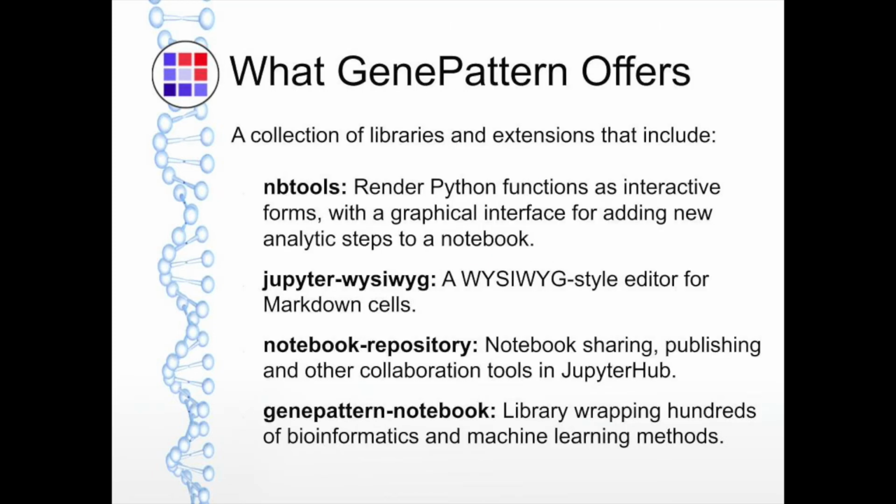So I keep mentioning that GenePattern Notebook is a suite of Jupyter extensions and libraries, and here is the specific breakdown. These include NB Tools, which is our interactive widgets framework, Jupyter WYSIWYG, which is a rich text editor for markdown cells, Notebook Repository, which contains JupyterHub sharing and collaboration functionality, and finally the titular GenePattern Notebook package, which includes all of our bioinformatics and machine learning offerings. And I'm going to go through each of these packages in more or less the order you see here.